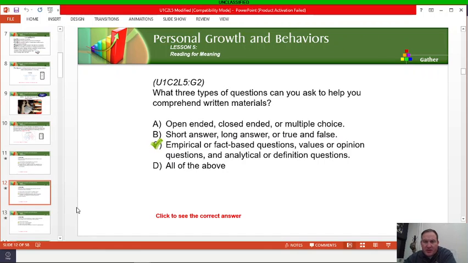So what 3 types of questions can you ask to help you comprehend written materials? You've got several choices there. And as you can see, it's already checked for empirical or fact-based questions, values or opinion questions, and analytical or definition questions. You're looking for deeper meaning. Some things that we're working with.